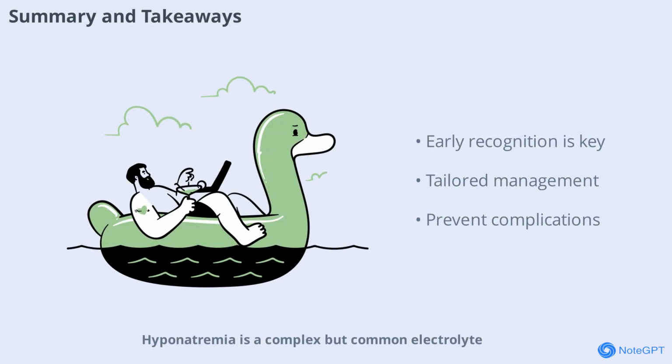Hyponatremia is a complex but common electrolyte disorder with a wide range of causes, symptoms, and treatments. Early recognition, careful diagnosis, and tailored management are essential for preventing complications and ensuring the best outcomes. By understanding the underlying mechanisms and risk factors, healthcare providers and patients can work together to manage and prevent this potentially serious condition.